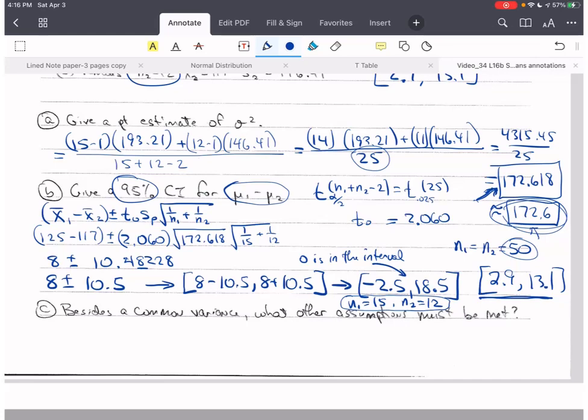It says, besides a common variance, what other assumptions must be met? And that is that the two populations are independent of each other and normally distributed. Because in this case, both sample sizes are less than 30, but if either one is less than 30, then both have to have normal distributions in order for us to be able to use this method.